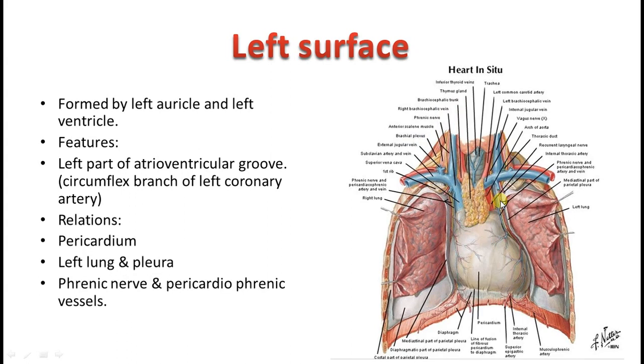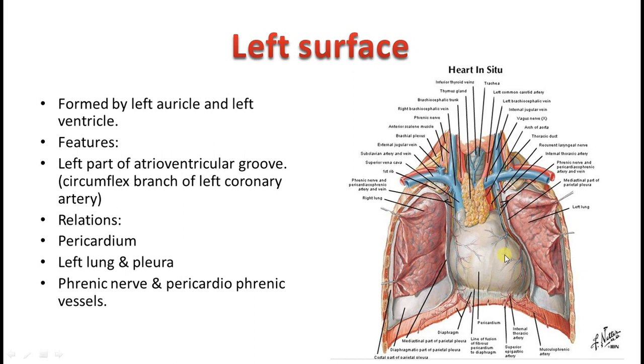Then the relations of this left surface: it is related to the left lung and the pleura. The pleura is the mediastinal pleura. So it is this surface which makes the cardiac impression on the left lung, which involves part of the left auricle, the left ventricle, and also a part of the right ventricle.